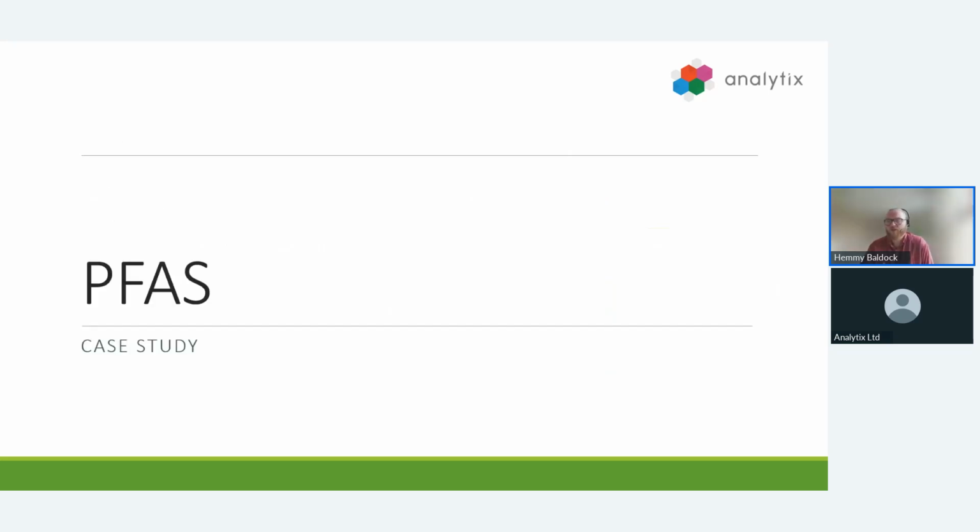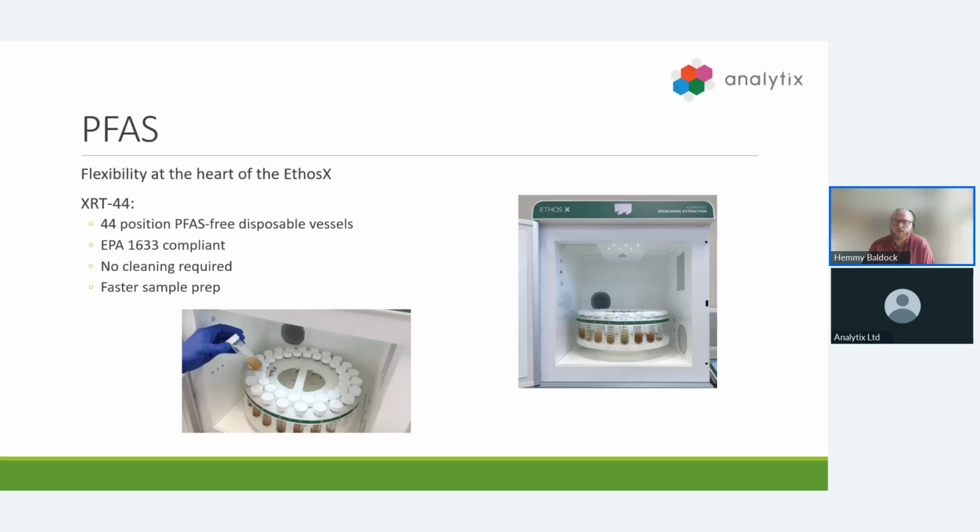The final case study I wanted to talk about was PFAS, a very hot topic at the moment. You may have seen in the news yesterday that there was an article published about this persistent chemical in the UK rivers. PFAS is per or polyfluoroalkyl substances. These are persistent chemicals found almost everywhere. These can be found in soil, water, food, and air, and require precise monitoring methods.